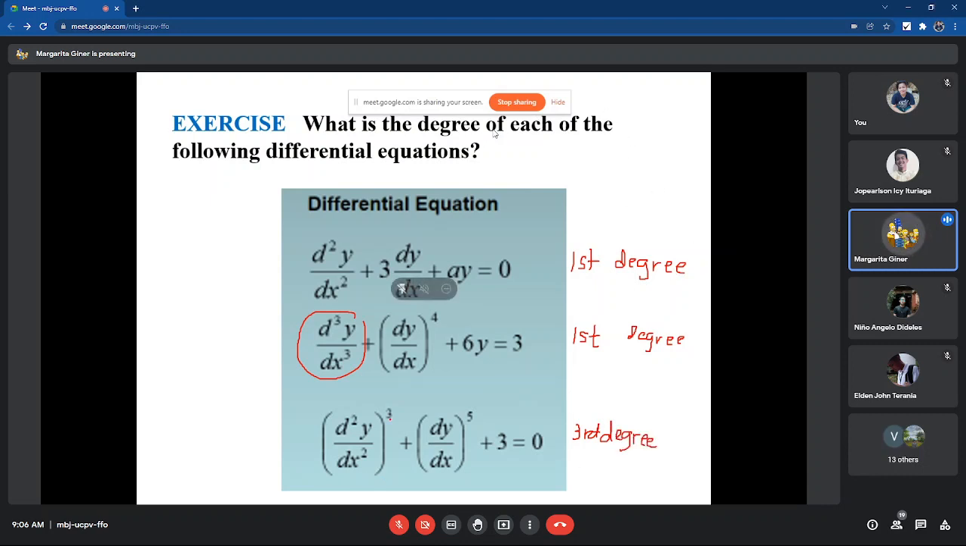Okay, a third degree, because the highest derivative here is the second derivative, and its exponent is 3. So, meaning to say, your exponent is third degree. The degree is not 5 because dy is much lesser. It is just a first derivative, which is lower than the second derivative. So that's why we cannot consider 5 as your degree. Again, the degree is third degree.